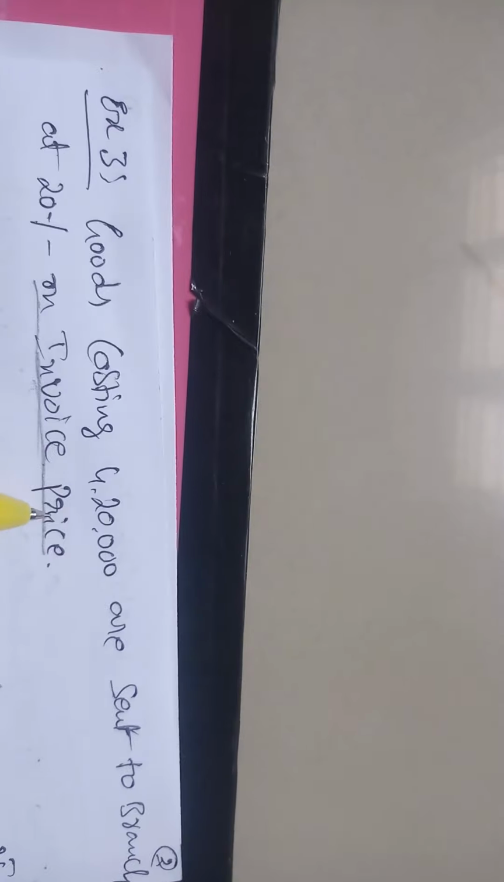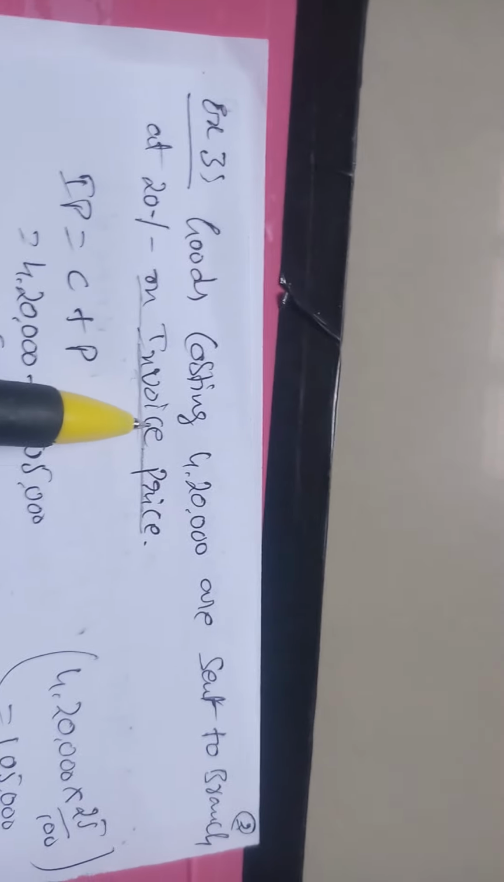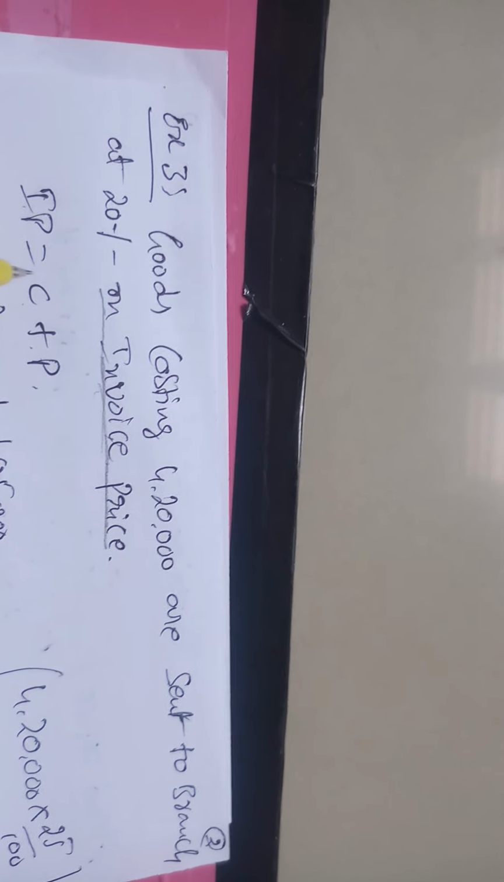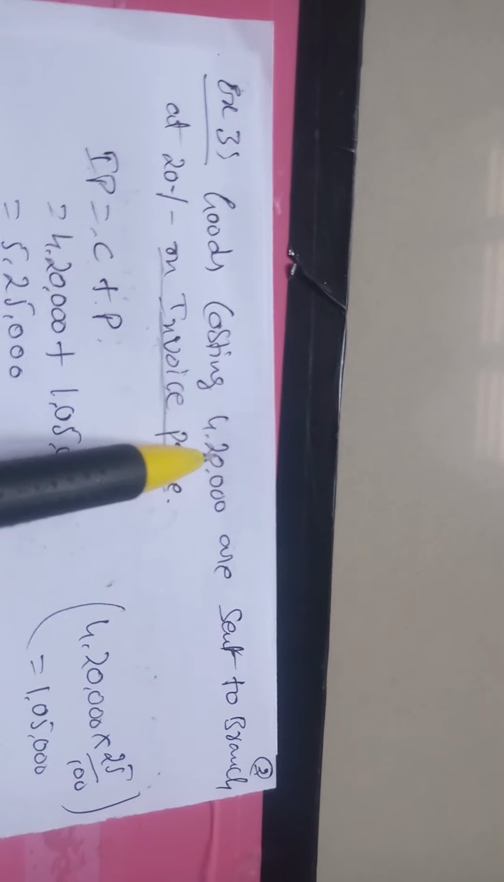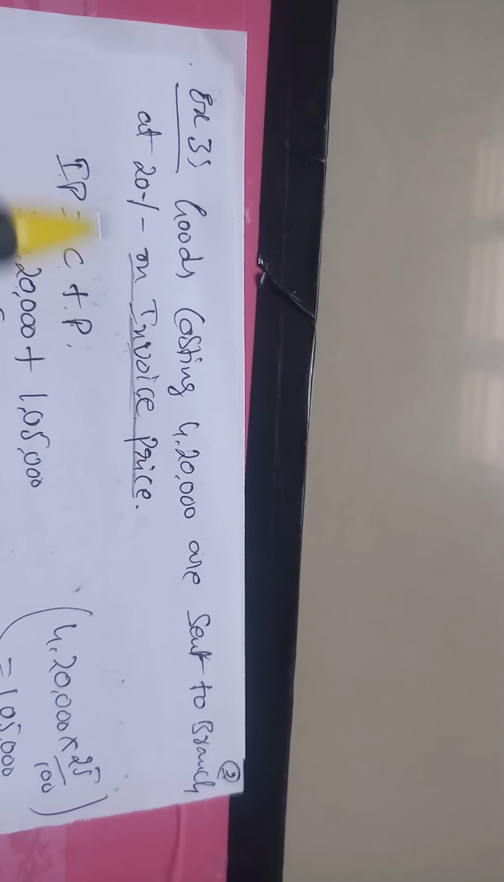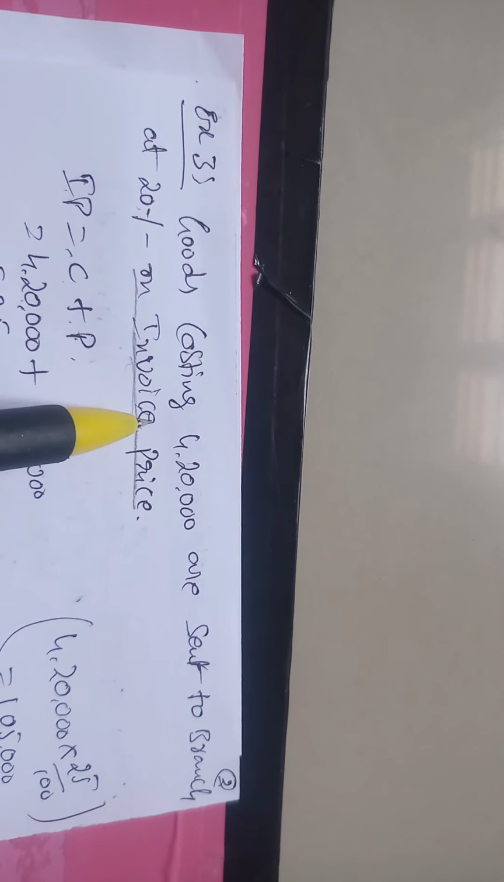So how to solve this one? They have given the invoice price, not cost. Okay, so you know the formula: invoice price is equal to cost plus profit. Cost we already know, 4,20,000. I have written here 4,20,000, but the profit, 20%, is not on cost, right?